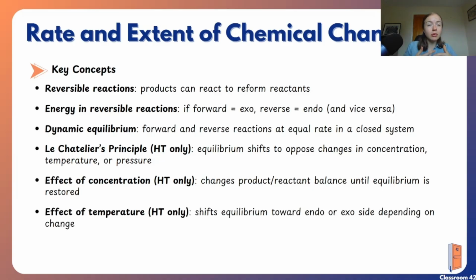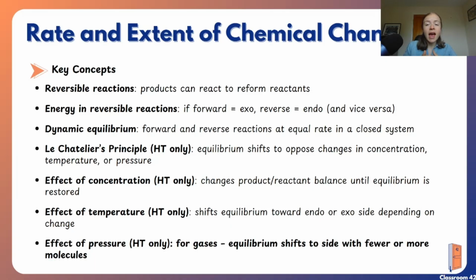And same, you need to be able to explain this in the context of temperature, so shifts in equilibrium towards the endothermic or exothermic side depending on how it is changed, and the effect of pressure as well for gases. So for gases, the equilibrium shifts from side to side, towards either fewer or more molecules, depending on whether the change in this closed system was an increase in pressure or a decrease in pressure.